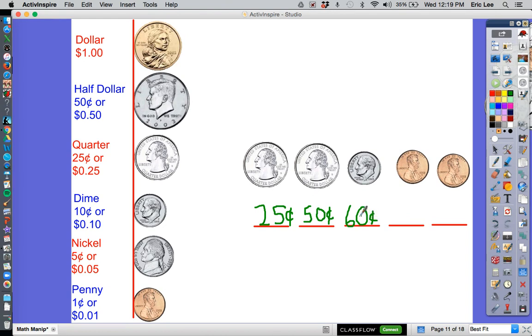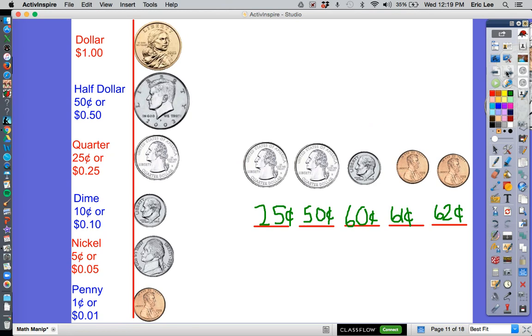Perfect. Now I'm going to go from 60 cents plus 1 more cent. 60 plus 1, that's 61 cents. And then last one, 61 cents plus another cent is 62 cents. All right, we are in business. 62 cents. So I have 62 cents when I count all of these things up.